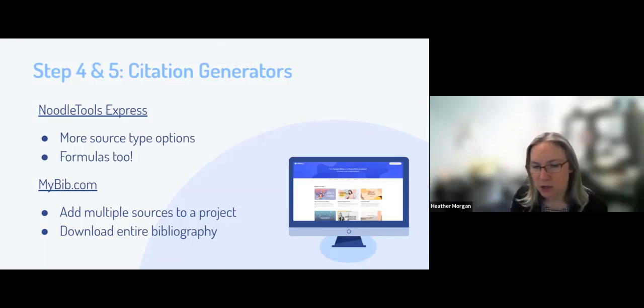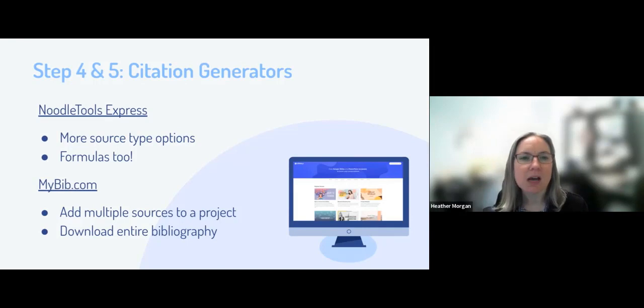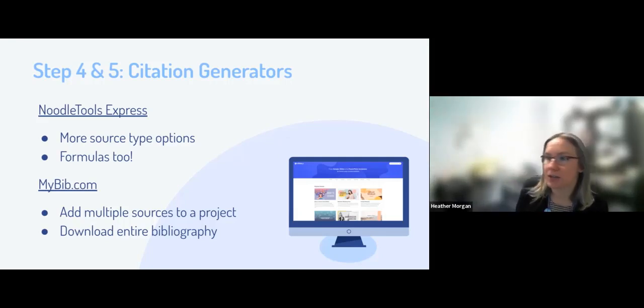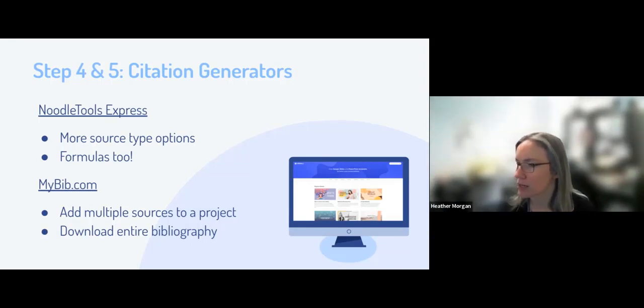So now that we've looked at our source type and our source type with our access point, how are we going to use those citation generators to actually create the citations? There are two citation generators that I recommend. Before I say that though, in the chat window, you can either type it in or use the thumbs up in Zoom. How many people have used citation generators before?